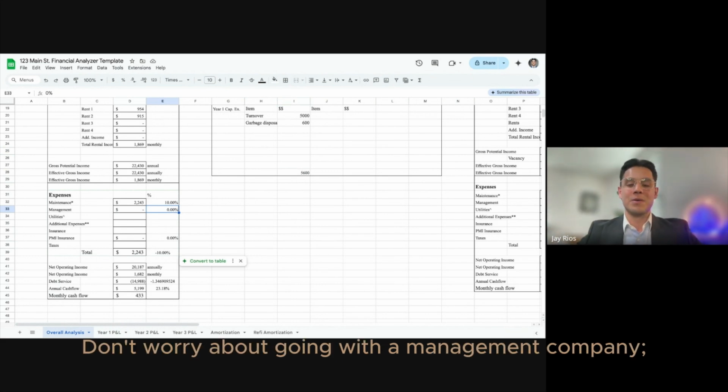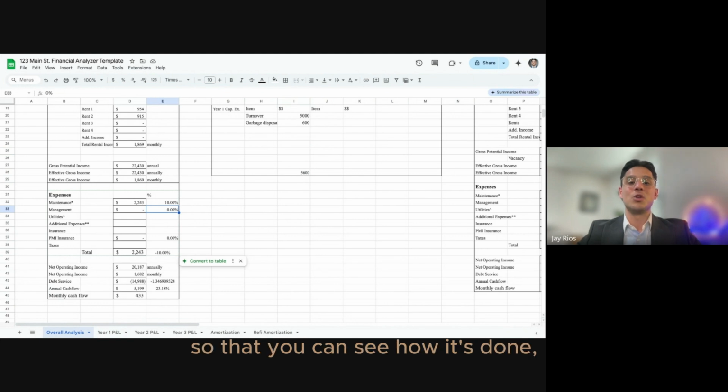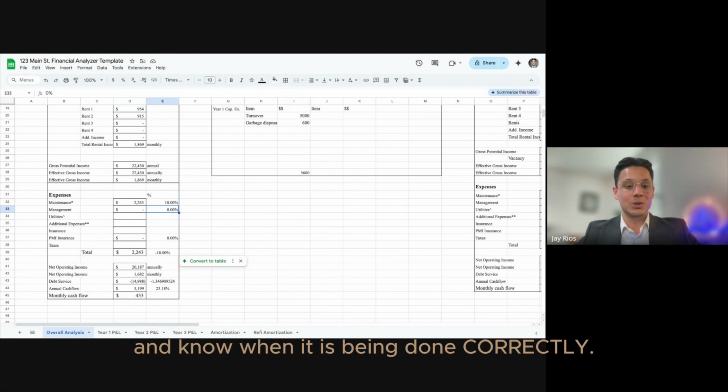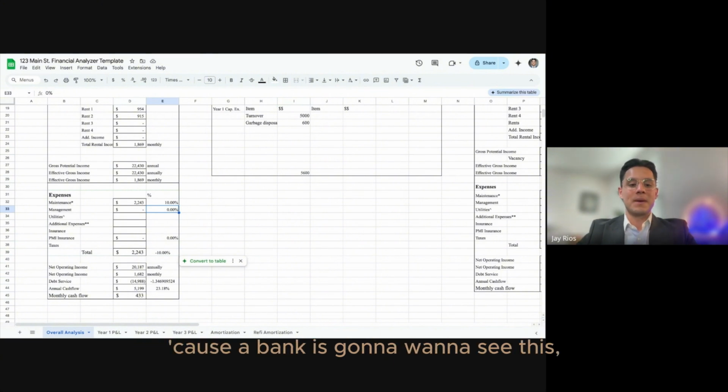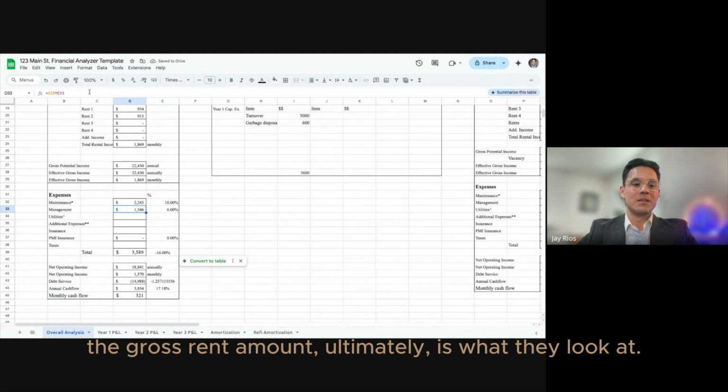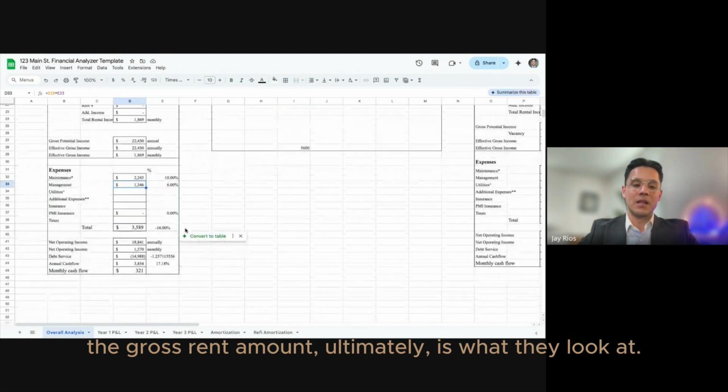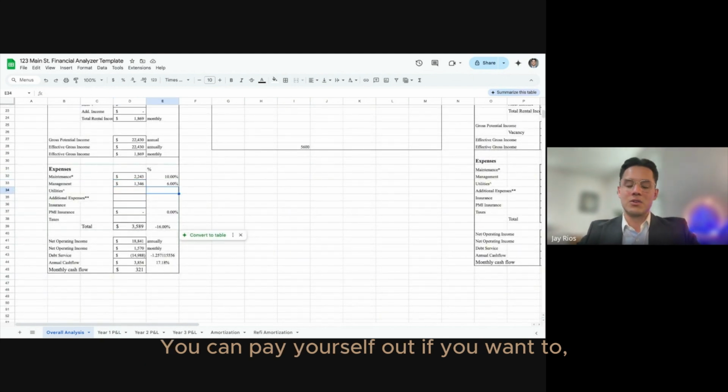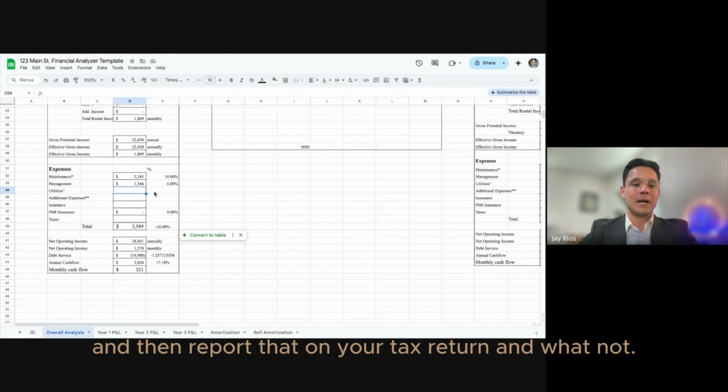Management, if you're new, manage it yourself. Don't worry about going with a management company. Learn how to manage it so that you can see how it's done and know when it is being done correctly. Just for general sake, because a bank is going to want to see this, you can put 6% of, again, the gross rent amount, ultimately what they look at. You can pay yourself out if you want to, and then report that on your tax return and whatnot.